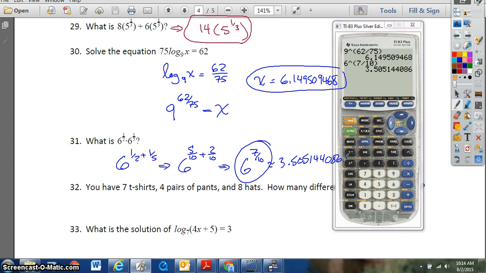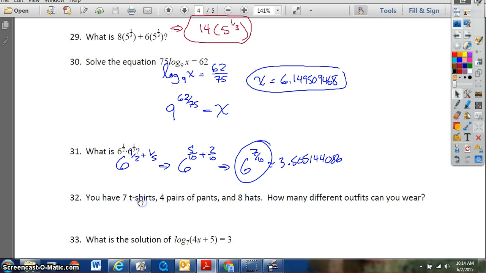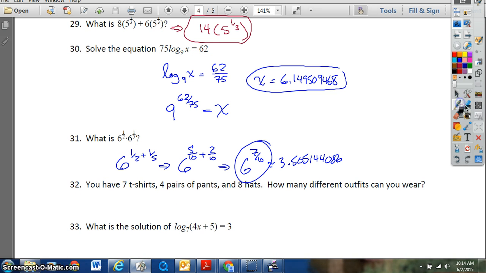Okay, so we do not have to worry about probability. That will not be on the final. How many different outfits are there? Basically, if you did want to know, this would be 7, no, geez, 8. 7 times 4 times 8. So 28 times 8. Whatever that is.